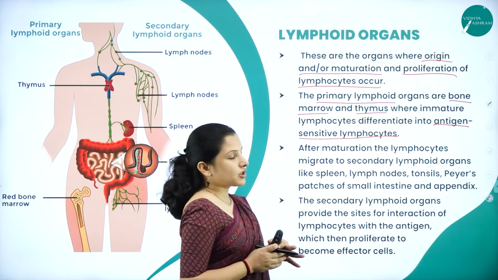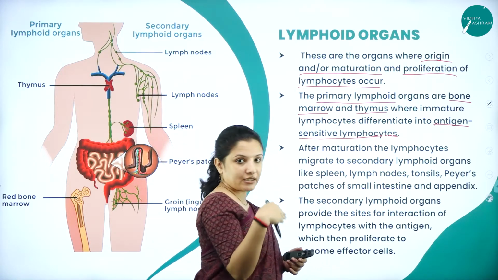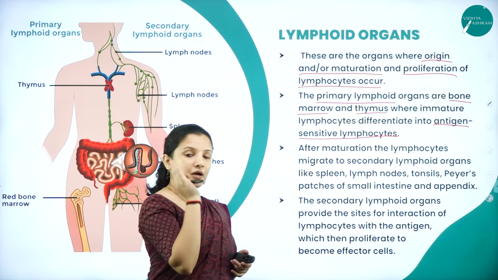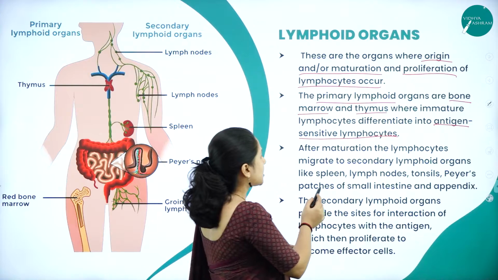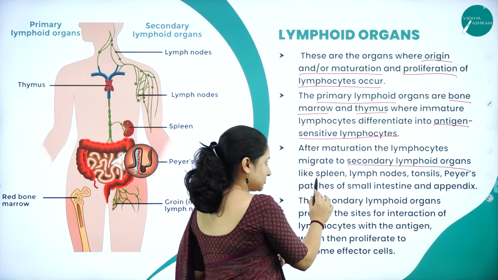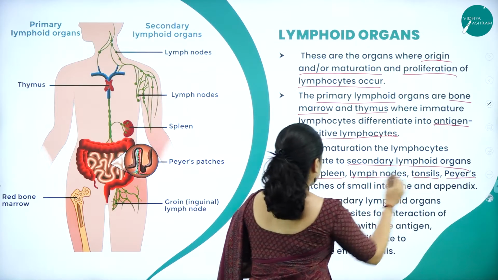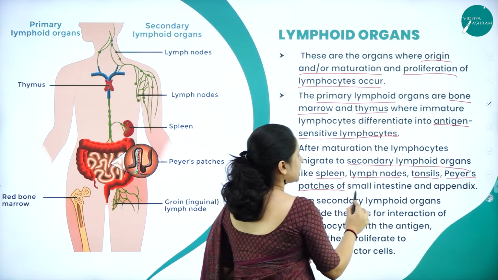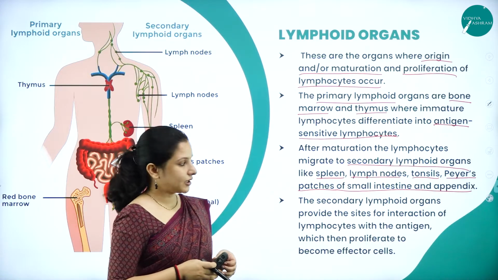And after maturation, these lymphocytes migrate from the primary lymphoid organs, that is from the bone marrow and from the thymus, to secondary lymphoid organs like the spleen, the lymph nodes, the tonsils, the Peyer's patches of the small intestine, and the appendix. They will migrate to all of these.